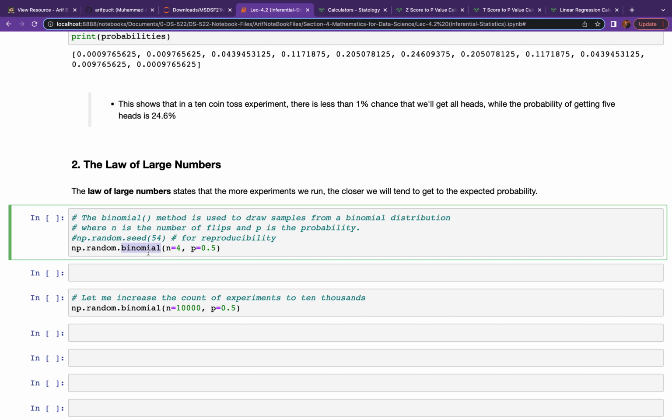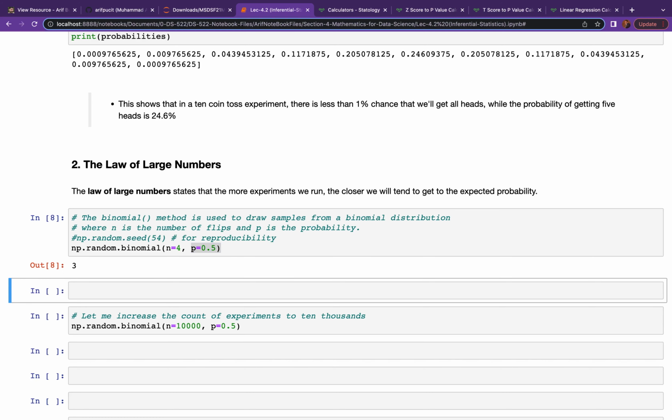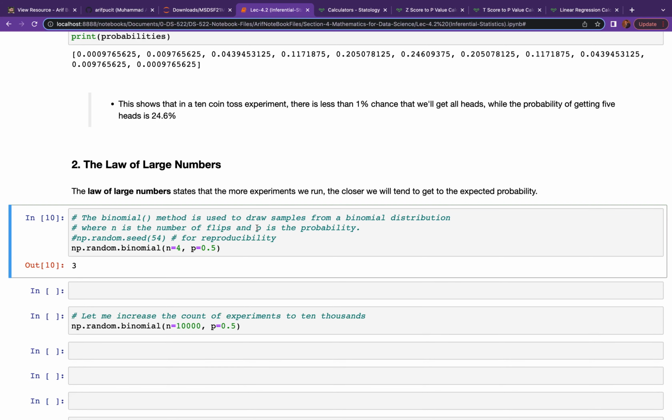Well, this method binomial is passed two values: n, which is the number of experiments you want to perform, and p, which is the probability of success. This method draws samples from a parameterized binomial distribution. Let us run the code of this cell, and let me run it again and again and again.